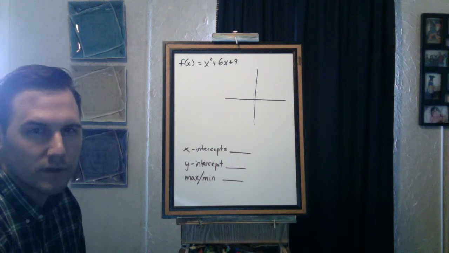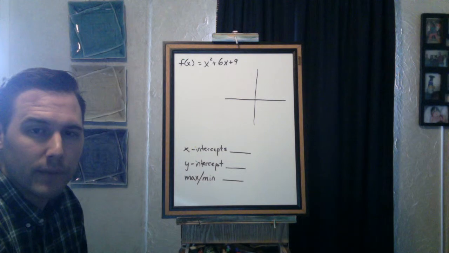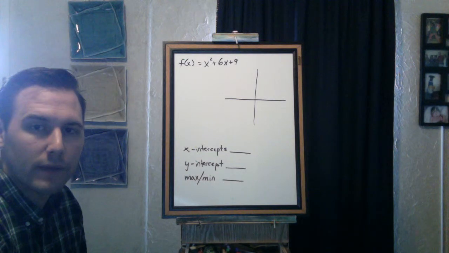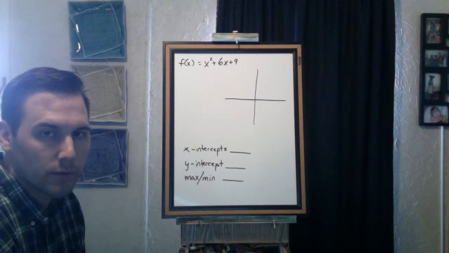And what we're asked to do is to, again, find the x-intercepts, the y-intercept, and the maximum or minimum point, and then to graph it on our x and y axis here. So what we're going to do is jump into this just like we did the last time.